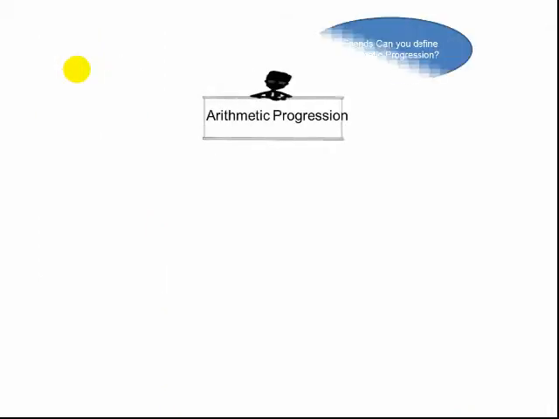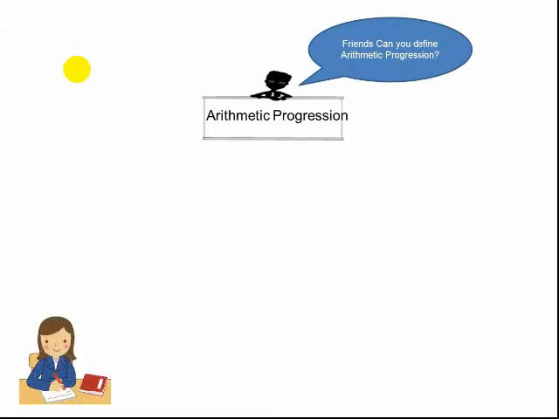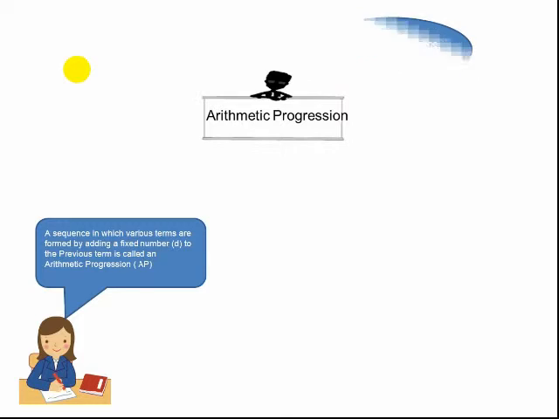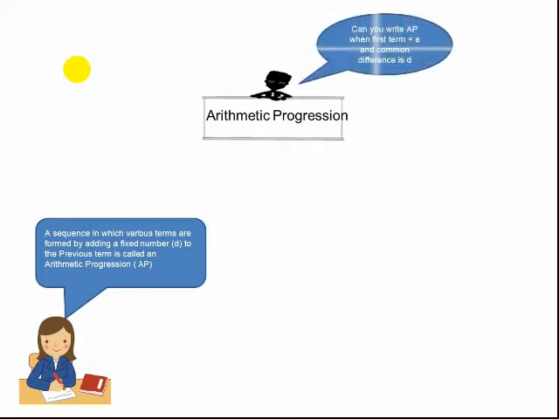Friends, can you define arithmetic progression now? Yes. A sequence in which various terms are formed by adding a fixed number D to the previous term is called an arithmetic progression. Then friends, can you tell or write the arithmetic progression when the first term is A and the common difference is D? Yes, we can write.